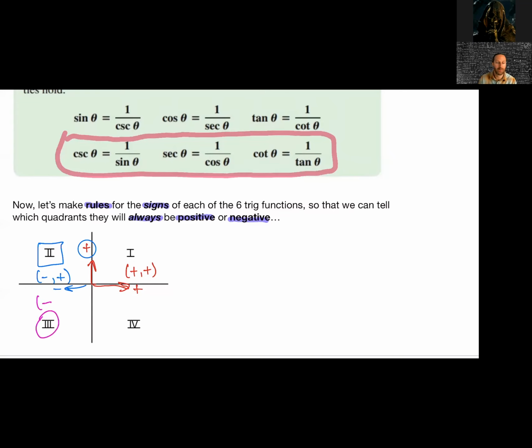We'd have to go left, which is negative on the x-axis, and then down, which is negative in the y. So you can see all the ordered pairs in this quadrant are going to be positive x, positive y. All of them in this one, negative x, positive y. Negative, negative, and here, positive, negative. So for my last quadrant, quadrant 4, we will have a positive x, negative y.